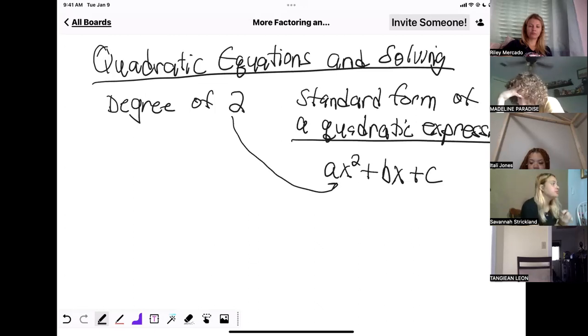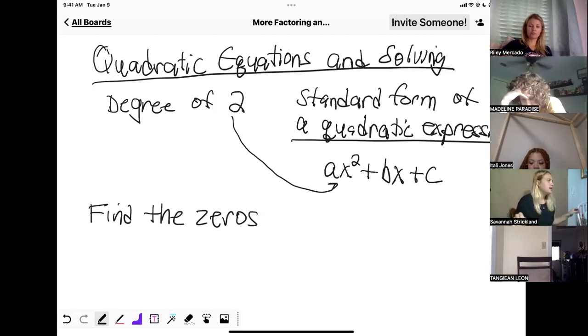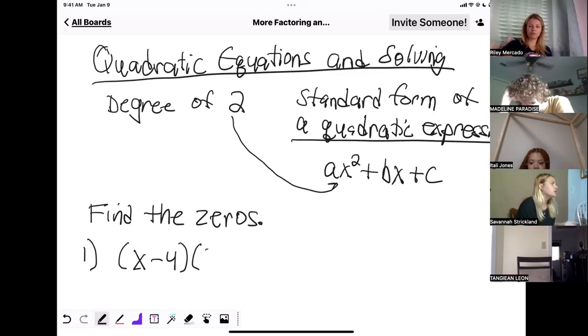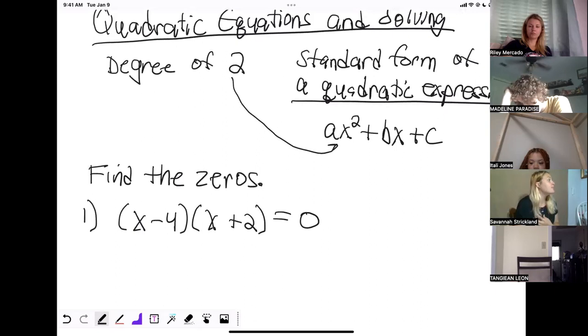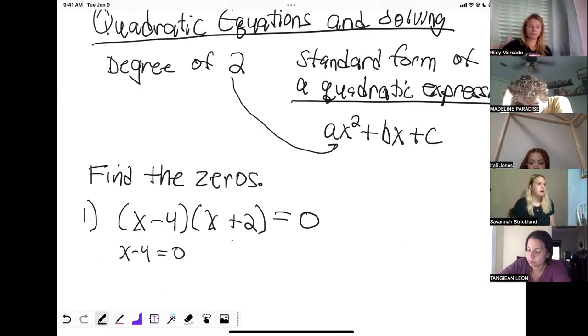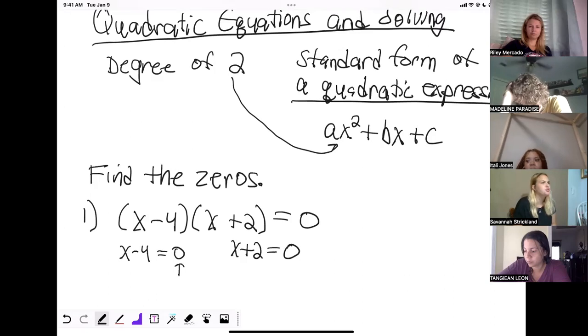So let's find the zeros. I'm going to use the words off and on all the time because you're going to see it anyway. Find the zeros, and you're given a problem which is already factored: (x minus 4)(x plus 2) equals 0. Notice it's always equal to 0 when you're trying to find the zeros, solution, x-intercept, etc. So what you do is you think of them both as separate. You take the x minus 4 and set it equal to 0. And then you take the x plus 2 and also set it equal to 0. Why? I want to know where it crosses the x-axis for each of them.